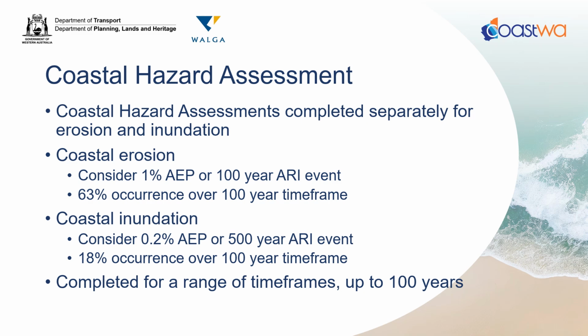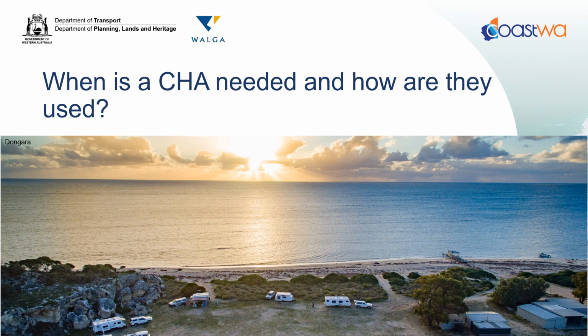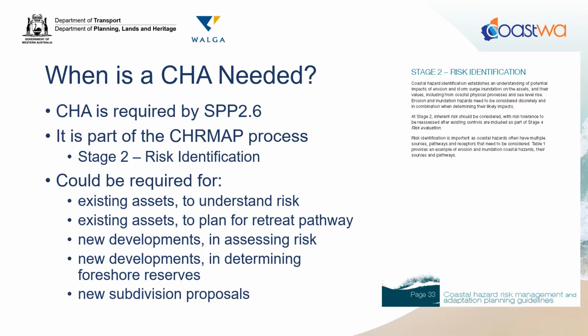The coastal inundation assessment, on the other hand, considers a 0.2% AEP or a 500-year ARI event, so an event we'd expect to see once every 500 years. In reality, there's an 18% chance of experiencing that event in a 100-year time frame. So the two are slightly different. A coastal hazard assessment is completed for a range of timeframes out to the 100 years, but often for short-term, medium, and longer-term timeframes. So when is a coastal hazard assessment needed, and how are they used?